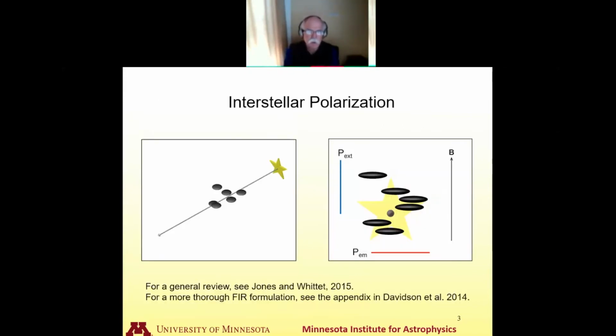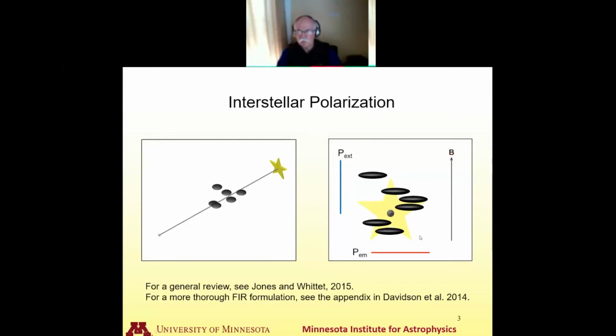All right, now what's going on? Well, if you take interstellar grains, which are not round, they're little flat things or long cigar things, and you orient them so that their long axis is perpendicular to the interstellar magnetic field, you can see that if you have a distant star, the light shining through that's polarized in the horizontal plane will be more absorbed than the light polarized in the vertical plane, and you will get a net polarization in the vertical direction along the magnetic field.